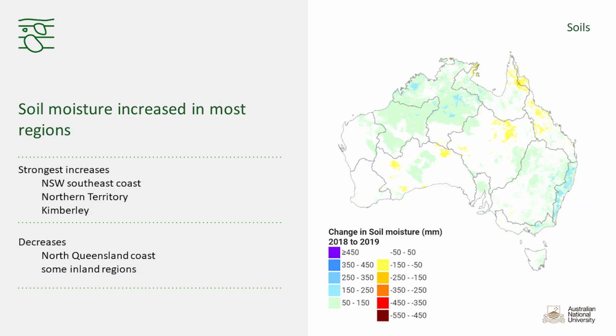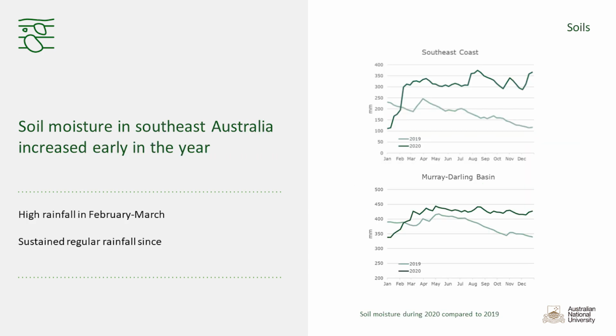When we look at different regions, we see the strongest increases on the New South Wales coast, in the Northern Territory, and in the Kimberley region. The biggest decreases occurred in North Queensland and in some inland regions, here in yellow. Soil moisture in Southeast Australia increased early in the year. There was high rainfall in February and March and sustained regular rainfall since. And that has helped change from the dry conditions to the more normal conditions in this part of Australia.